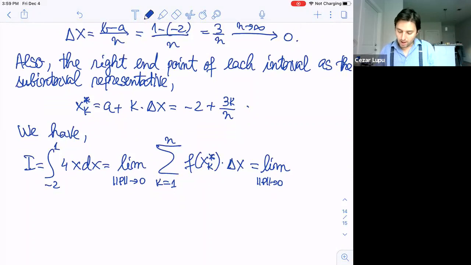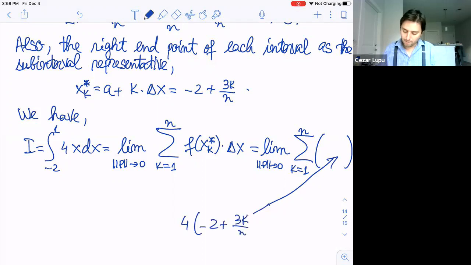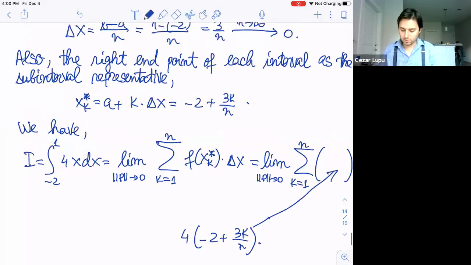Of, and now let's see. So this would be the sum from k equals 1 to n. And now we're going to write all this here. So in parentheses, we have the following. This would be 4 times (-2 plus 3k over n), right? Times delta x, what was it? 3 over n.